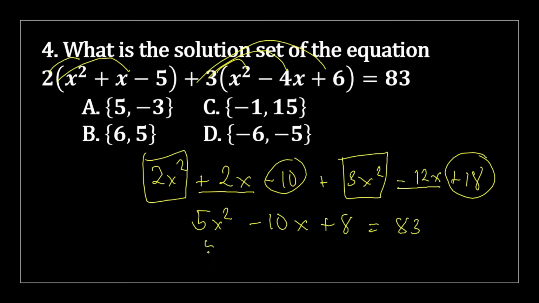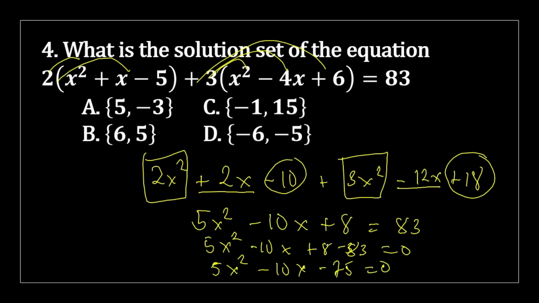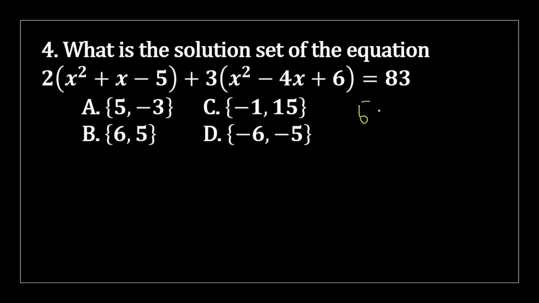So we have 5x squared minus 10x plus 8 minus 83 equals 0. So now we have 5x squared minus 10x, positive 8 minus 83 is negative 75, equals 0. Please remember this, I will be needing this before I erase the solution. So we have 5x squared minus 10x minus 75 equals 0.